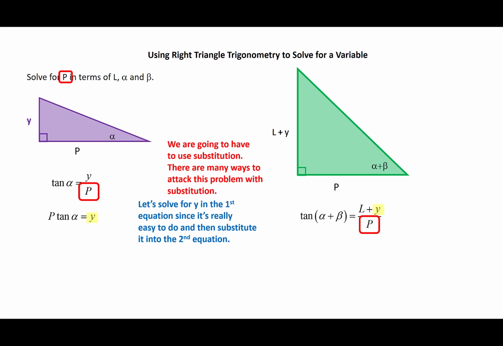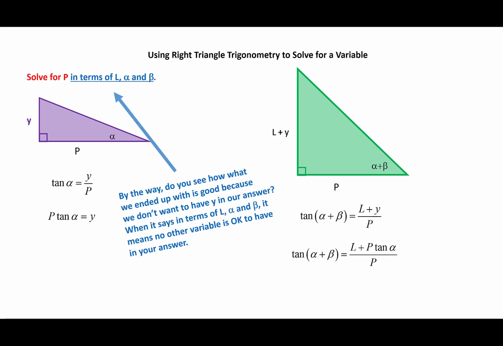You see how y is in both of them. So instead of writing y, I'm going to write p tangent of alpha. And you can see that y and p tangent of alpha is the same thing. And this is actually extra good because we ended up with an equation where it does have p's and alphas and betas and L's, and the y is not there. We don't want y in our answer because y is not allowed to be in the answer that we finally come up with. So we lucked out there.